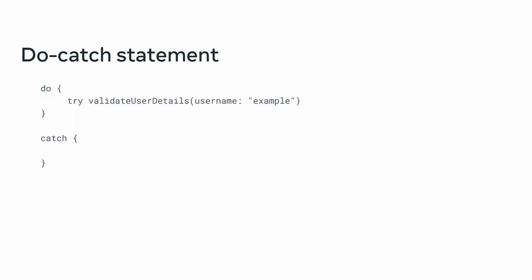occurred. Consider some code which calls a validate user details throwable function and handles any errors that it throws. The function call is inside the do block in a try expression. This expression puts the keyword try before a call to a throwable function. Whenever the function throws an error, the execution immediately transfers to the first catch block that can handle the particular error. In this case, the default catch block will handle all the errors.